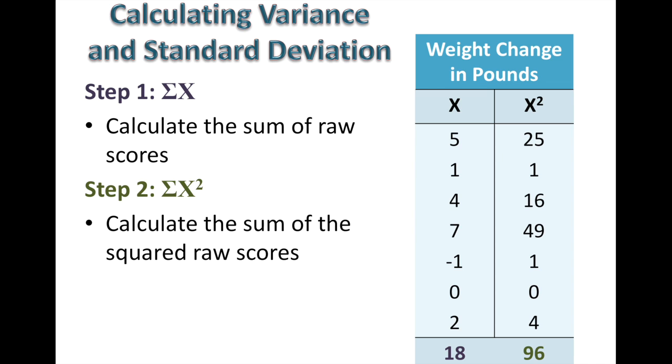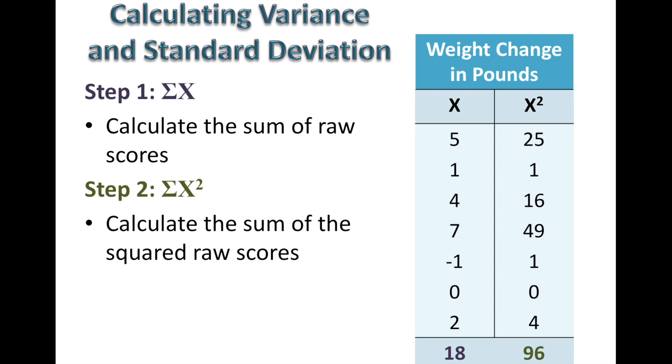Now, do take note what happens to the -1. Because it's negative, when you square it, it just becomes positive. 0 just stays 0, and then 2 is the 4. So we have sum of x squared as 96, because we just added up 25 and 1 and 16, 49 and 1, that kind of stuff, right?